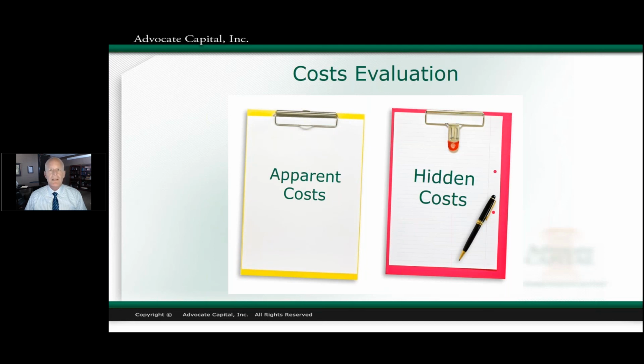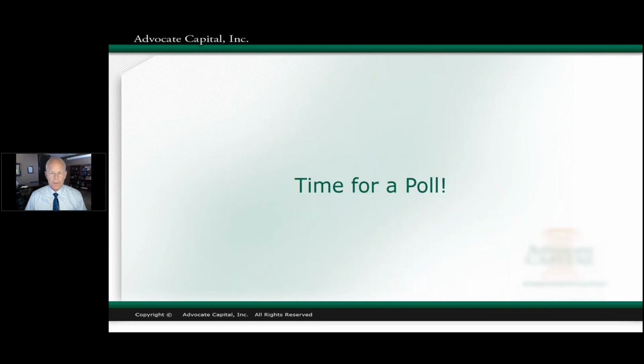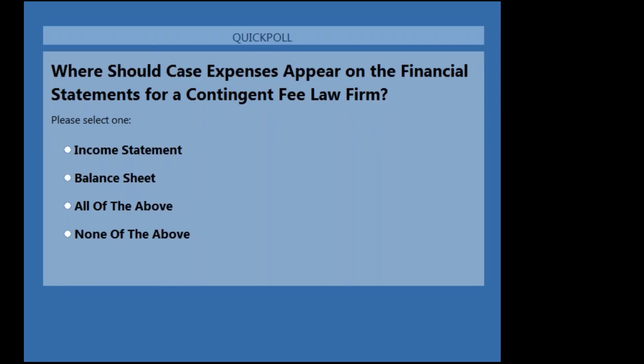But before we talk about that, we're going to take a poll, the first of a few polls. We'd like today to be interactive for you. So the first poll we're going to take is going to be asking you, where should case expenses appear on the financial statements for a contingent fee law firm? Should they appear on the income statement, on the balance sheet, all of the above, or none of the above? And I'll give you a few moments to go ahead and vote. Click on the one that you think is the right answer. Is it the income statement, the balance sheet, all of the above, none of the above?